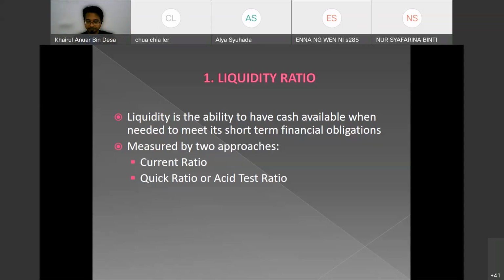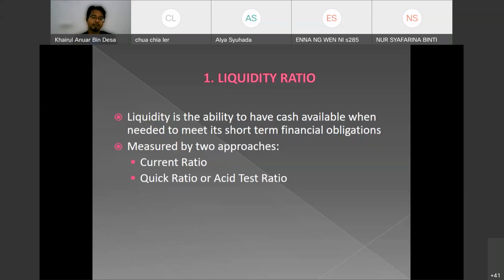Setakat itu okay. There are two approaches here. Number one, current ratio, and number two, quick ratio. Here, when we're talking about the current, liquidity deals with the short term. What is the meaning of short term? Short term means less than 1 year, within 1 year, from day 1 to day 365 in a year. That means current, that means short term.